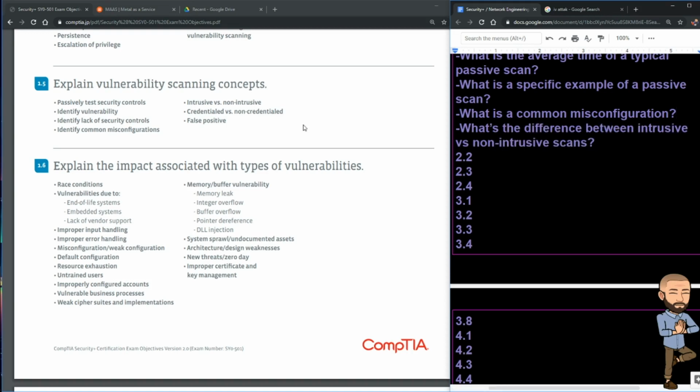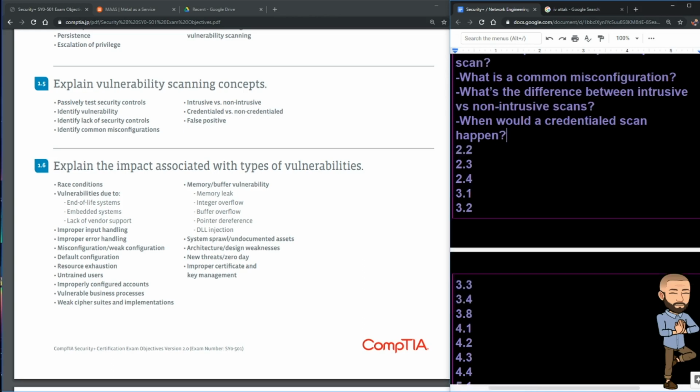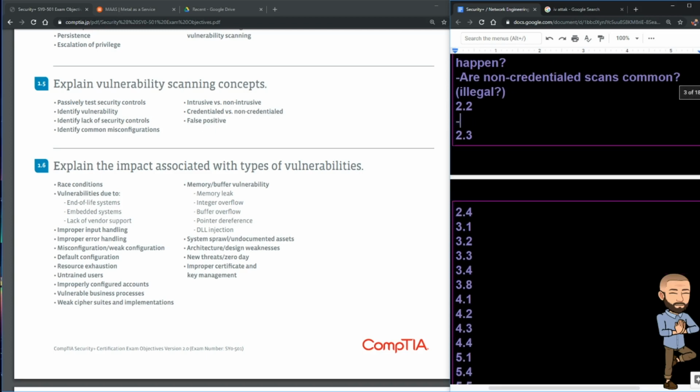The next one is, what's the difference between intrusive and non-intrusive scans? When would a credentialed scan happen? And my last one for this objective, are non-credentialed scans common? Also, are they illegal? Can you just start scanning any website you want or any network you want?